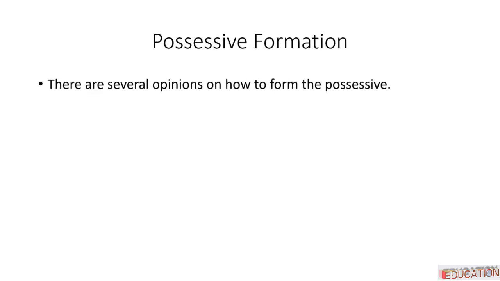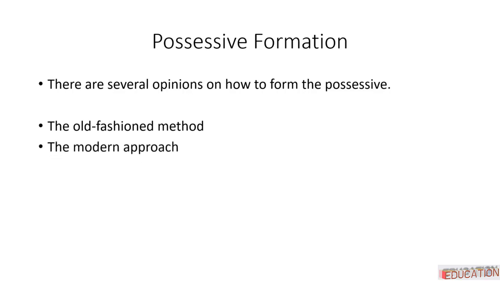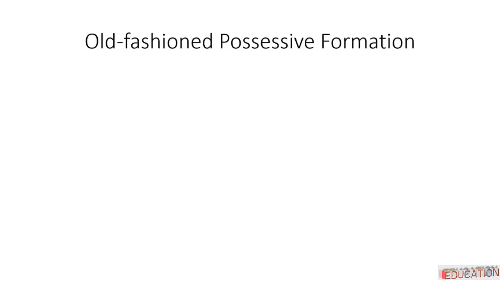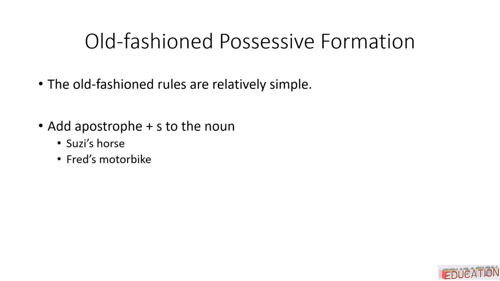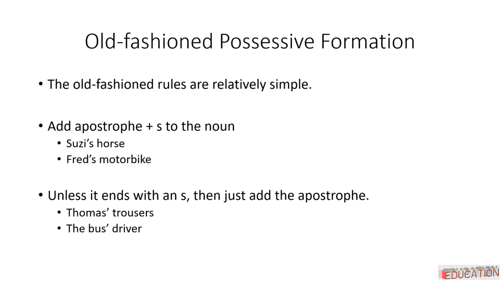There are several opinions on how to form the possessive. There's the old-fashioned method and the modern approach. If we look at the old-fashioned formation first, we see that the rules are relatively simple. Add apostrophe S to the noun, so Susie's horse, Fred's motorbike. But if the word ends in an S, we just add the apostrophe, so Thomas' trousers, the bus' driver.